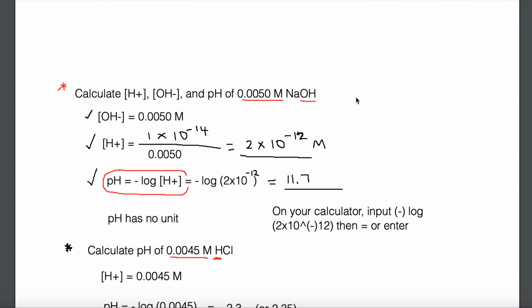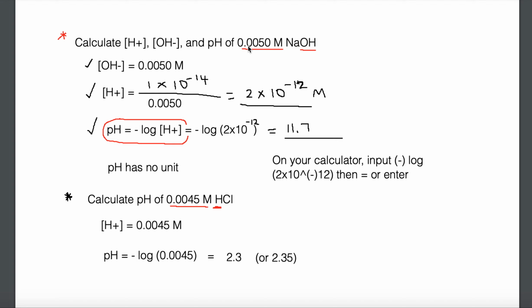Okay, let's check out more calculations. Now we got 0.0050 molarity of sodium hydroxide. This time we calculate H plus, OH minus, and pH. And then we'll be able to tell if it's basic or acidic or neutral. OH minus is the same as the given molarity of sodium hydroxide, 0.0050. For H plus, take 10 to the minus 14 divided by 0.0050. You got 2 times 10 to the minus 12. Please let the calculator do the work for us.